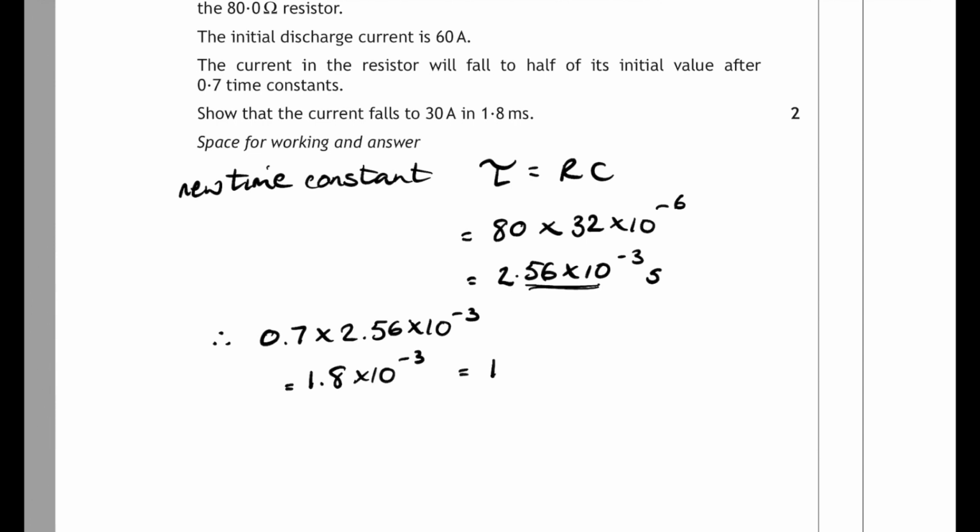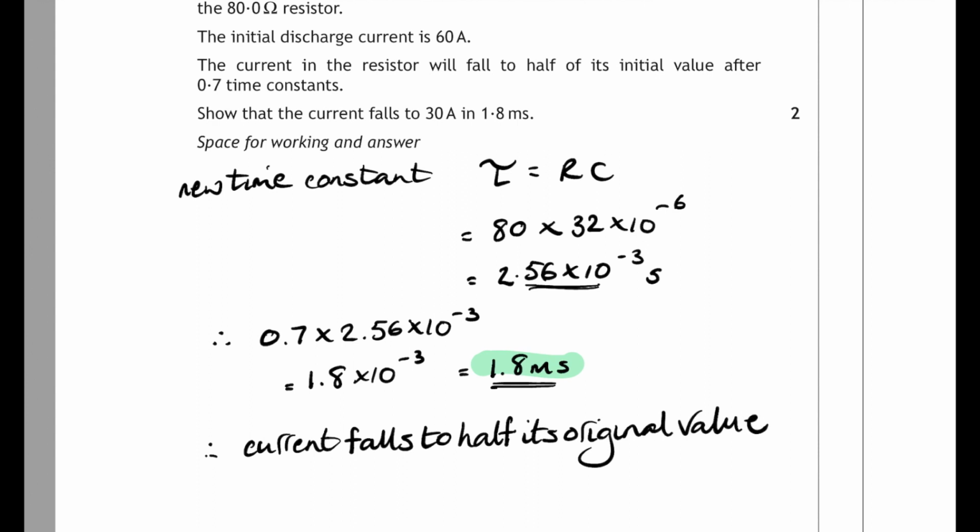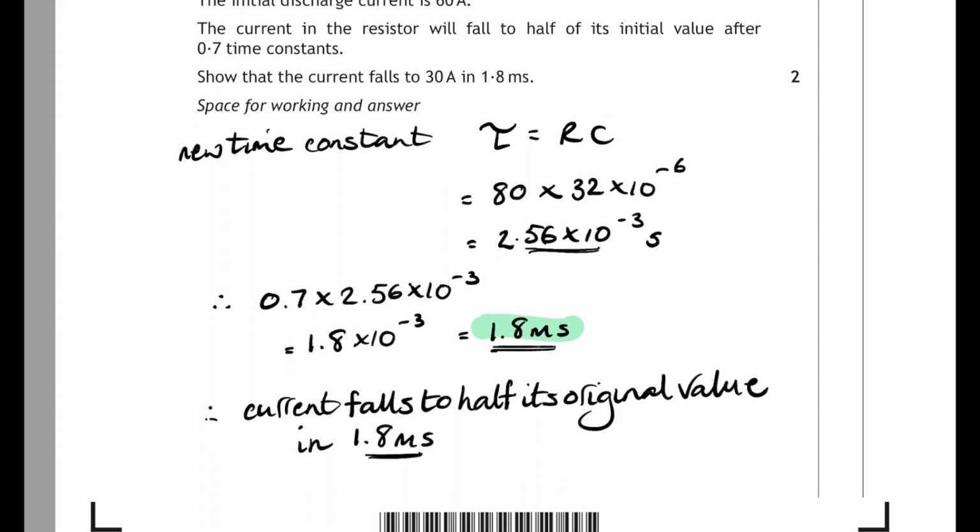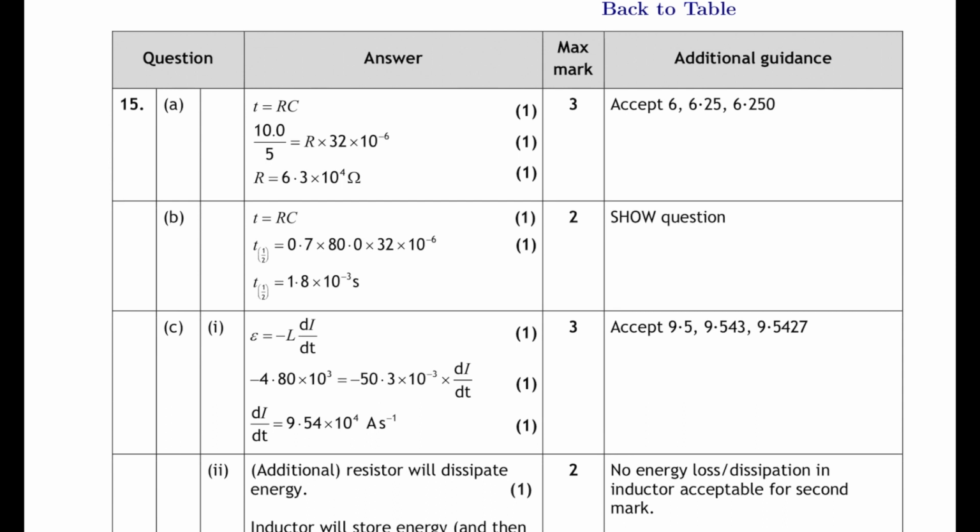And that's what we were asked to show, but let's write it as we were asked. It's 1.8 milliseconds. Remember, it's a show question, so show your answer exactly as it's given in the question. So the current falls to half its original value in 1.8 milliseconds. Let's have a look at the marking instructions for these first two bits. So, pretty straightforward, the same relationship used twice, but firstly to find the time constant in the charging circuit, and then secondly, the time taken for the current to fall to half its original value in the discharging circuit. Quite tricky there because they're two different resistors.